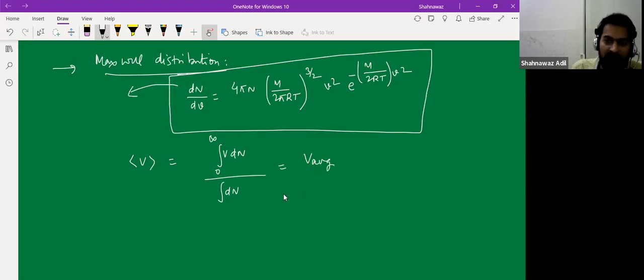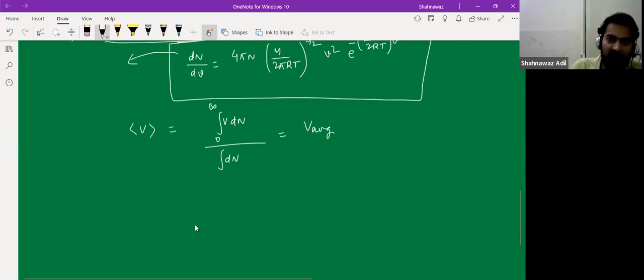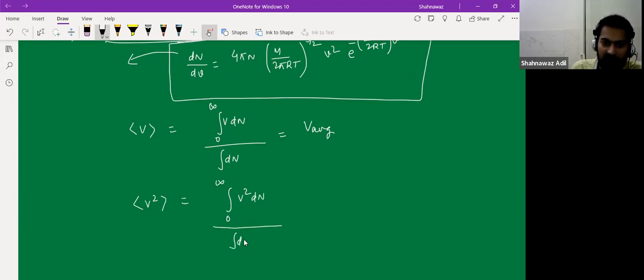Right, guys? And then what will be the RMS? So RMS is defined like this, right? So this is 0 to infinity v square dn, and this is dn. So you know this integral will be what? Dn, right? So you'll only have to calculate dn by n. So this is the RMS velocity.